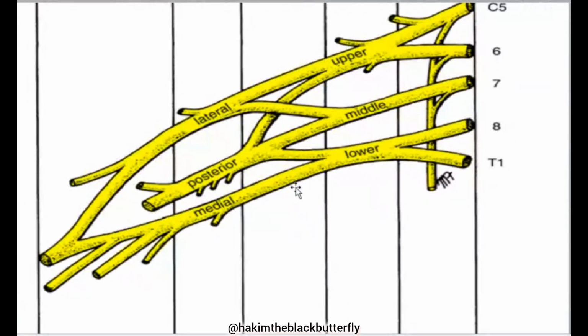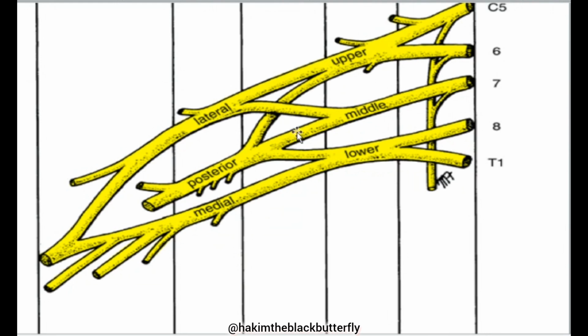Then posterior to the clavicle, we are going to have the divisions. The upper trunk or superior trunk divides into an anterior and posterior division, the middle trunk into an anterior and posterior division, and the lower trunk into an anterior and posterior division. So these are the divisions which are deep to the clavicle. And from the divisions, we are going to go to the cords. The anterior division of the upper trunk and the anterior division of the middle trunk are going to join to form the lateral cord. This cord is known as the lateral cord because it is lateral to the axillary artery.